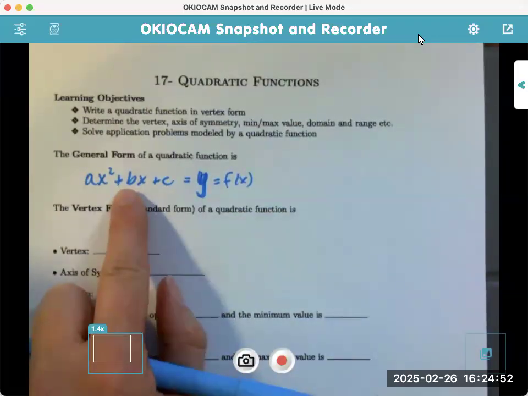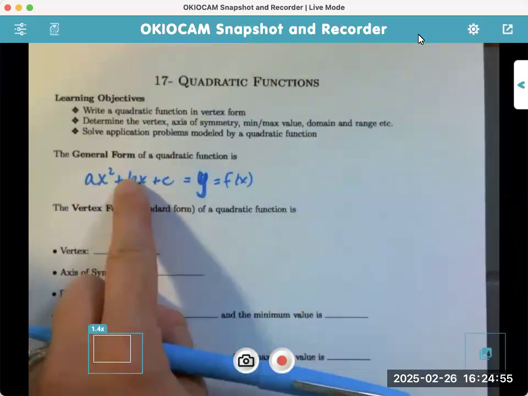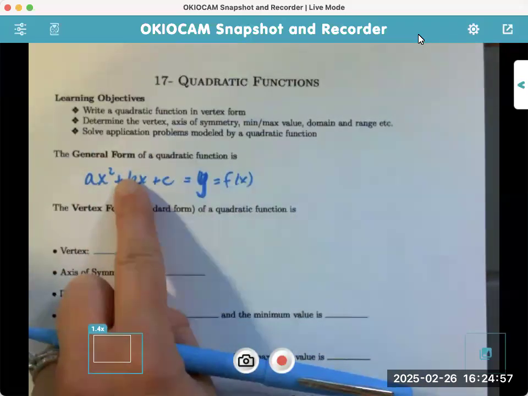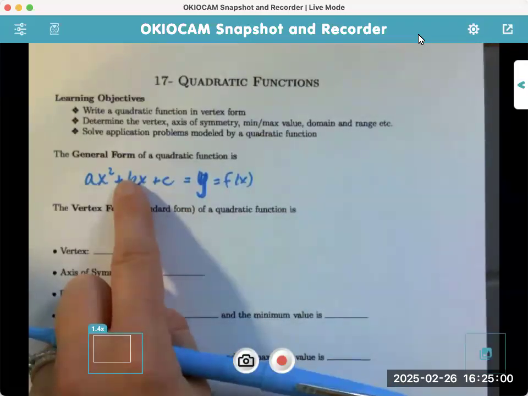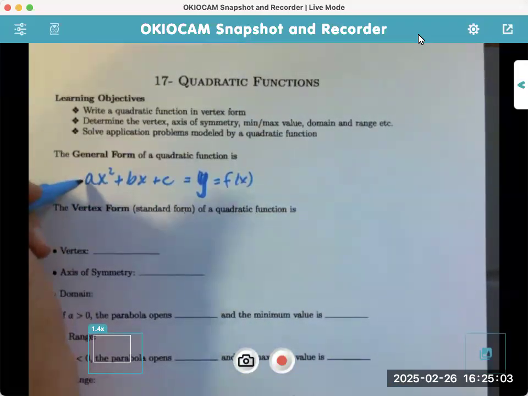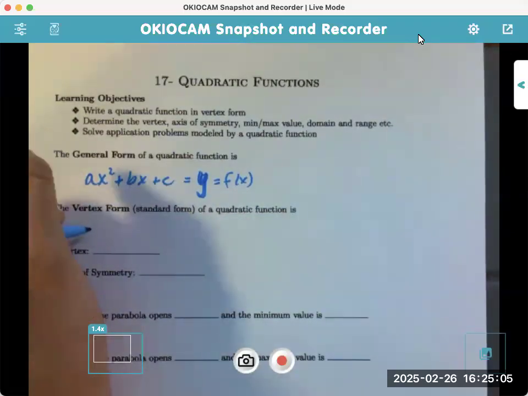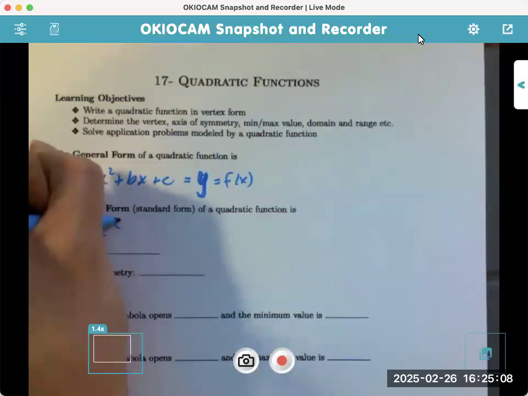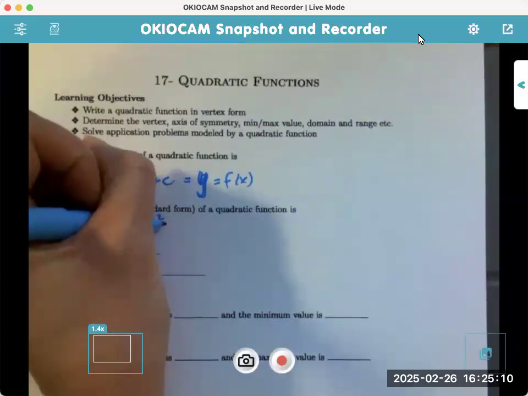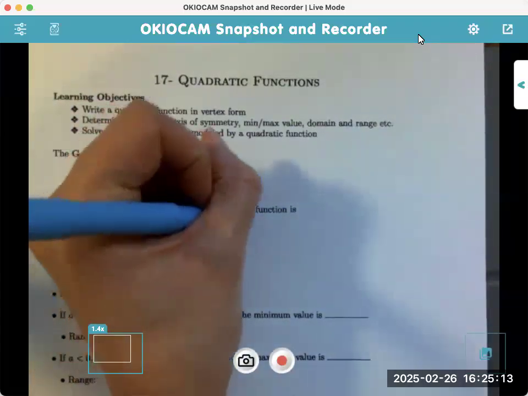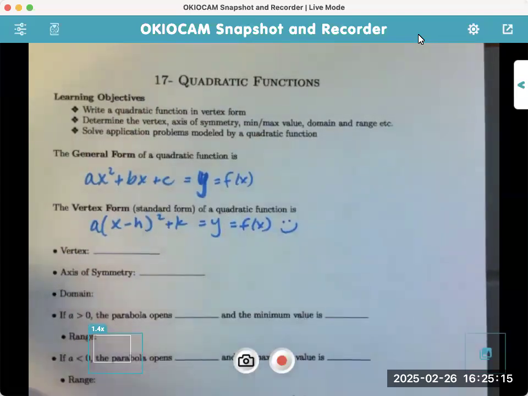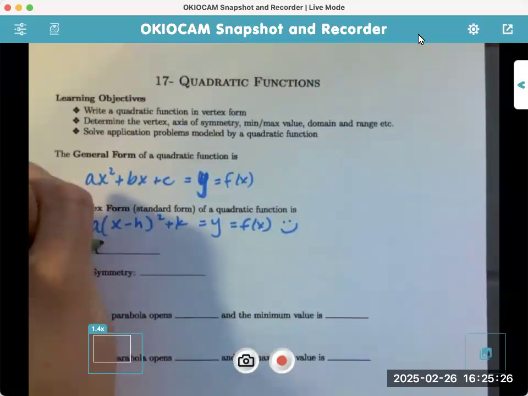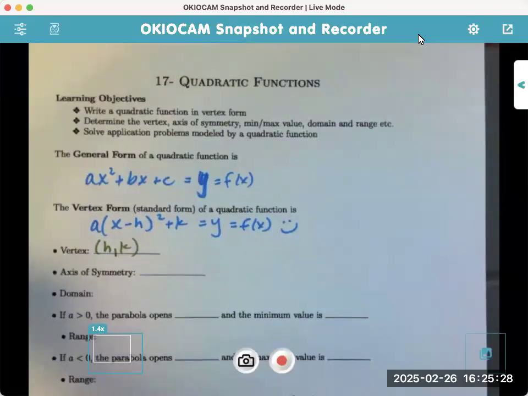If we take this and complete the square for the general form, we get what we call vertex form, which is a times (x minus h) quantity squared plus k equaling y, or f of x. We love vertex form, because in vertex form I can look at it and just pluck out my vertex, h comma k.